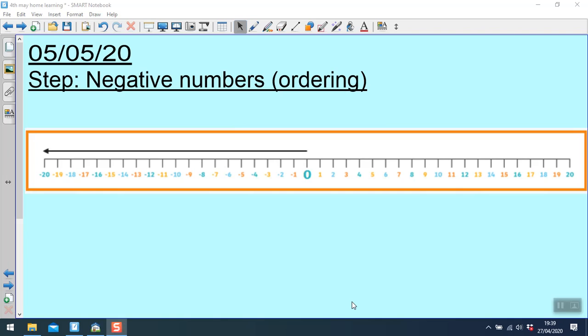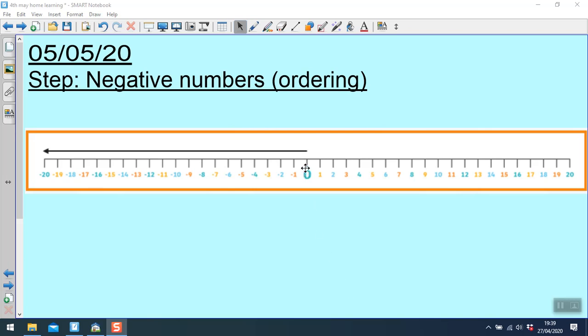Hi Cambridge class, and welcome to our second lesson on negative numbers. Today we're going to have a look at ordering those negative numbers. Before we start, I'd like you to pause the video and have a think about everything that you know so far about negative numbers.